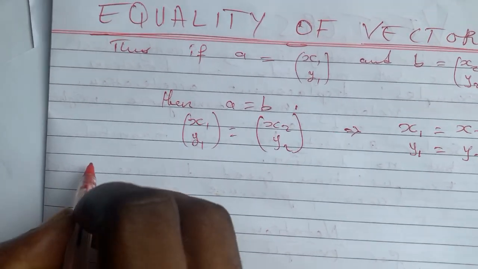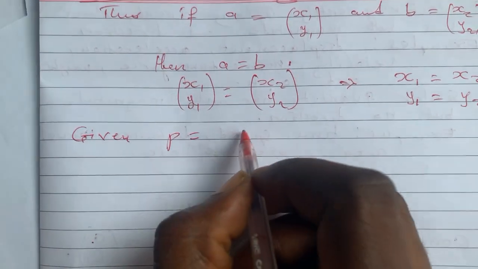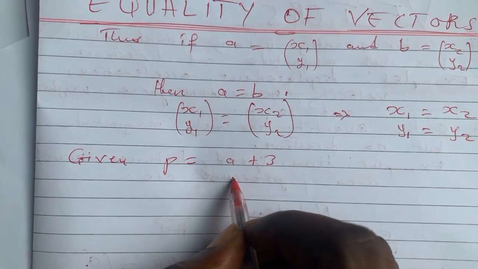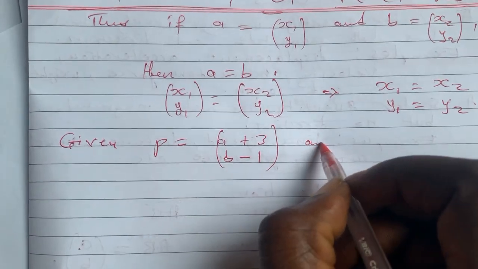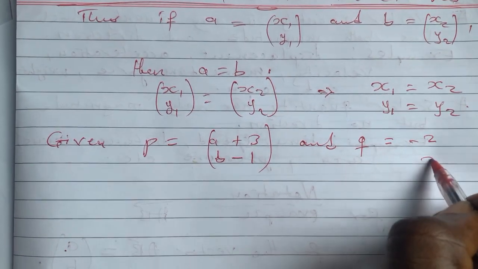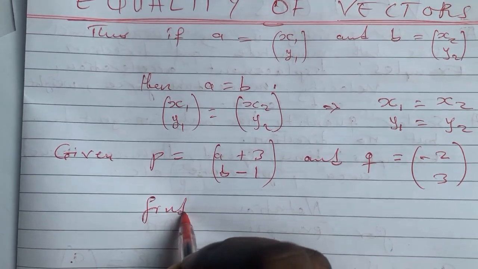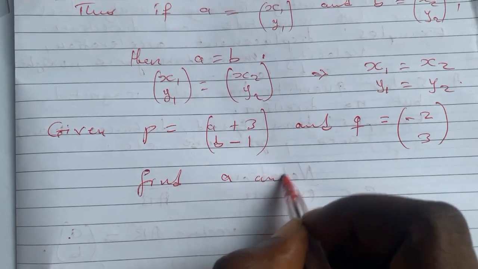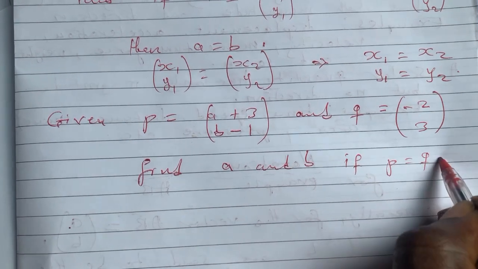So let us assume that we are given P is equal to (A + 3, B - 1) and Q is equal to (-2, 3). Find A and B if P is equal to Q.